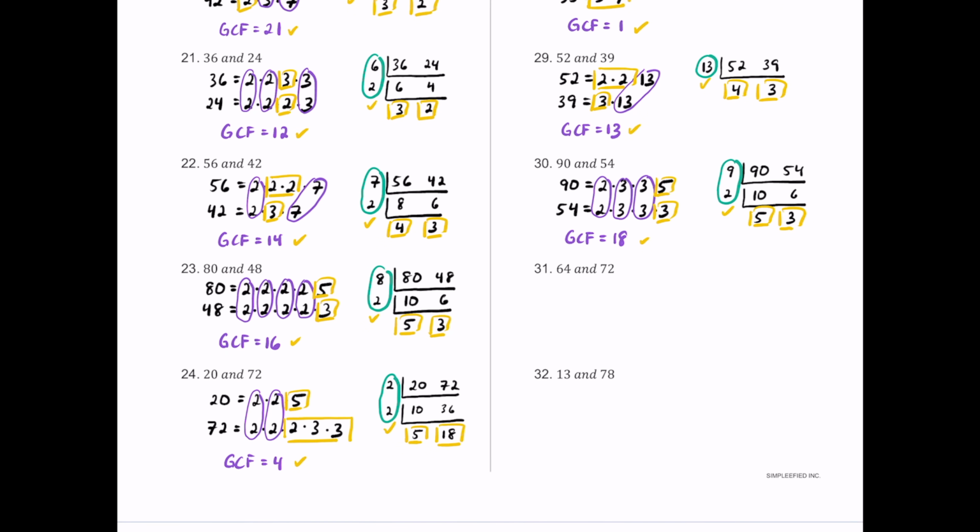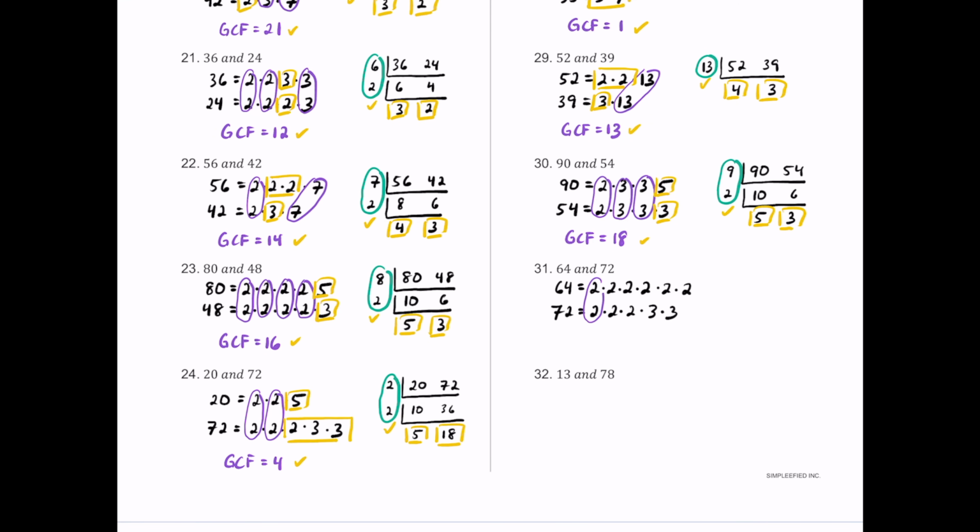Alrighty, for number 31, we have 64 and 72. For 64, this one's a lot of 2s: 1, 2, 3, 4, 5, 6. And then for 72, I know that's 3 2s and 2 3s. All right, so these have a lot of prime factors multiplied together.